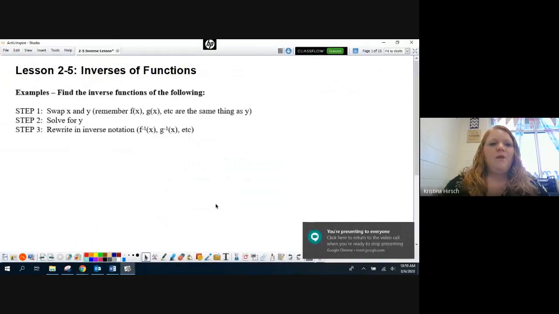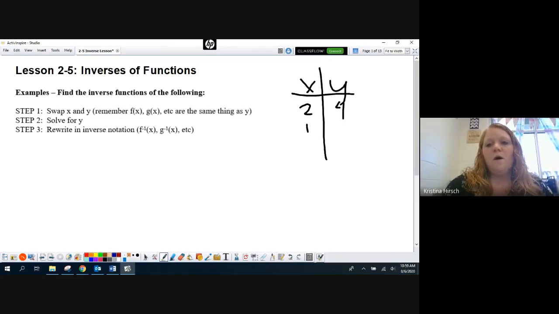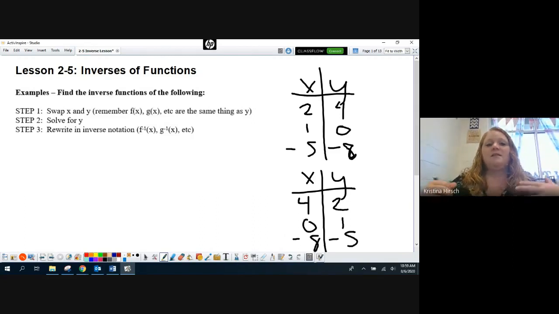All right, so first of all, what you need to know about an inverse function is that an inverse function is basically where you're taking the x and the y value and you're swapping places. Okay, so if I was looking at a table or something like that, and if I started out with 2, 4, 1, 0, -5, -8, then the inverse, everything would literally switch places. All right, so the inverse function would be the 4, 2, they'd swap places, 0, 1, because they swap places, and -8, -5, again, because they swap places.